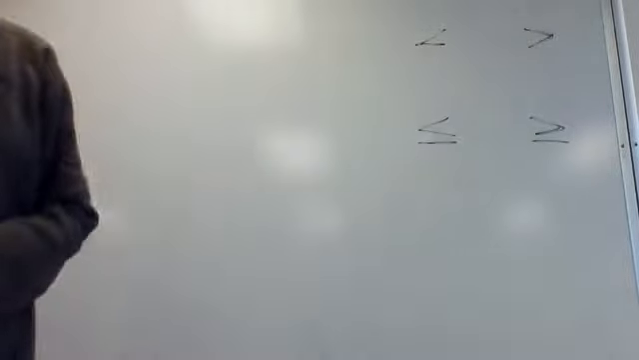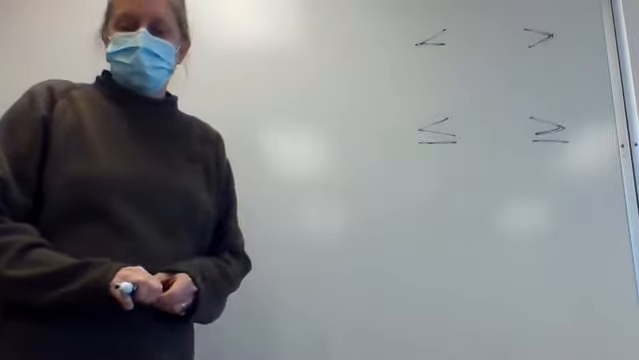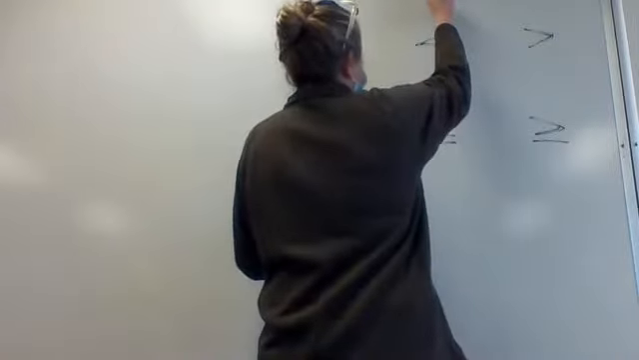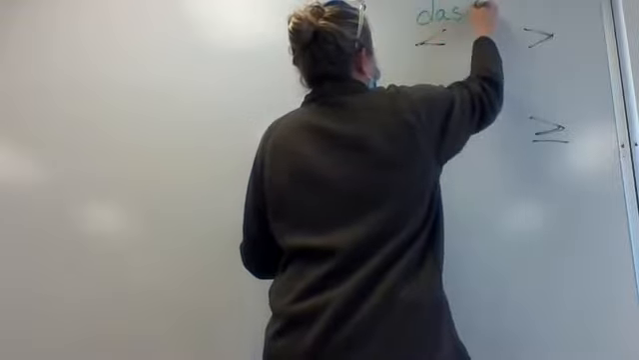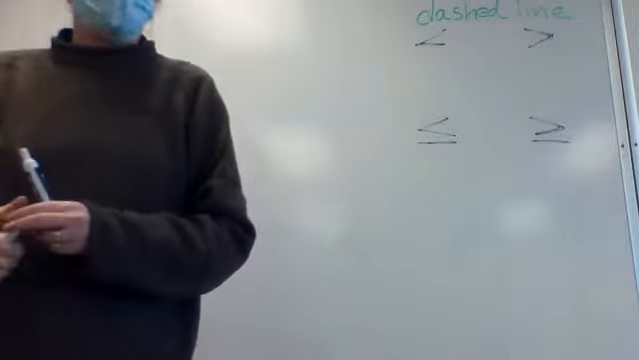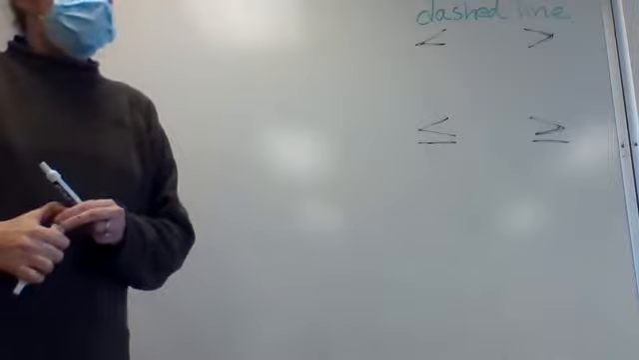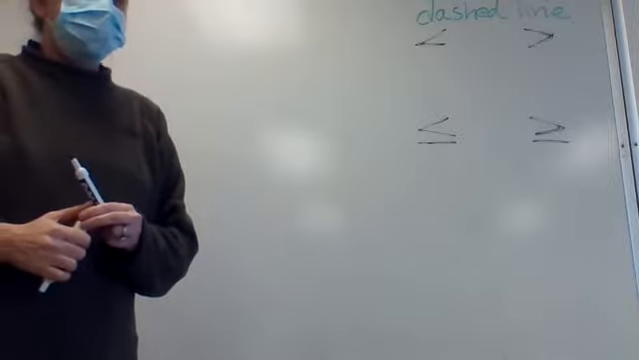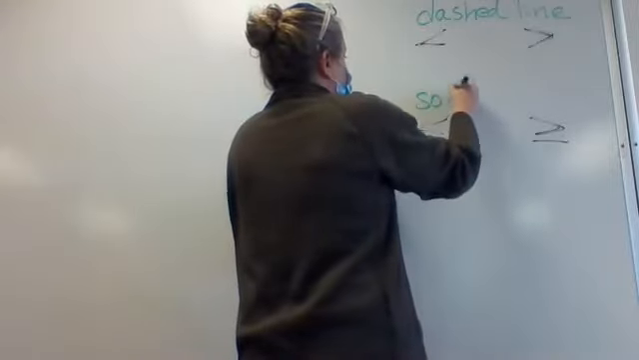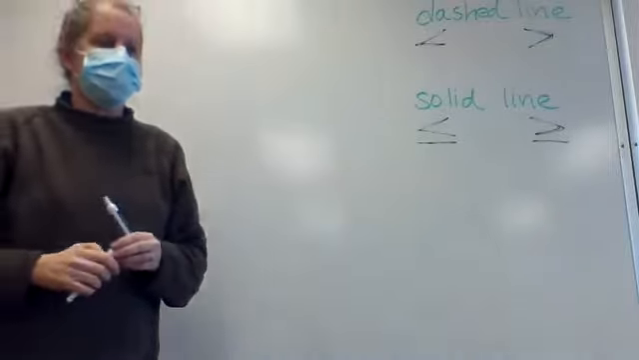Okay, that tells us what kind of line are connecting our points. If you do not have the equal to bar, your points are connected with a dashed line. If you do have an equal to bar, your points are connected with a solid line.